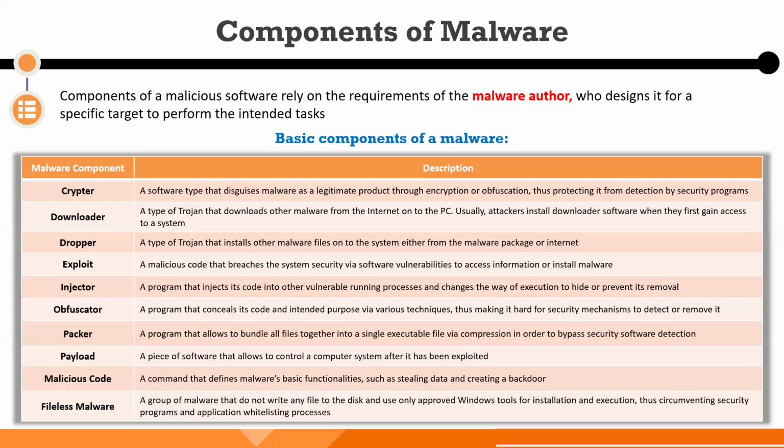Then we have fileless malware, which is a group of malware that does not write any file to the disk and uses only approved Windows tools for installation and execution, thus circumventing security programs and application whitelisting processes. So those are the key components that different malwares use to be able to compromise a computing system.